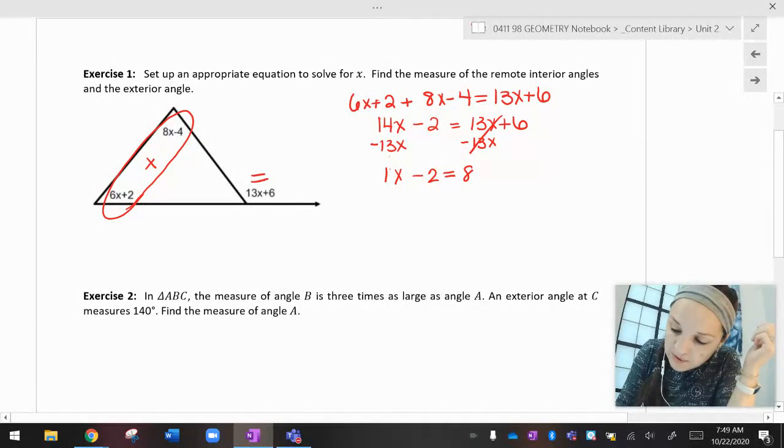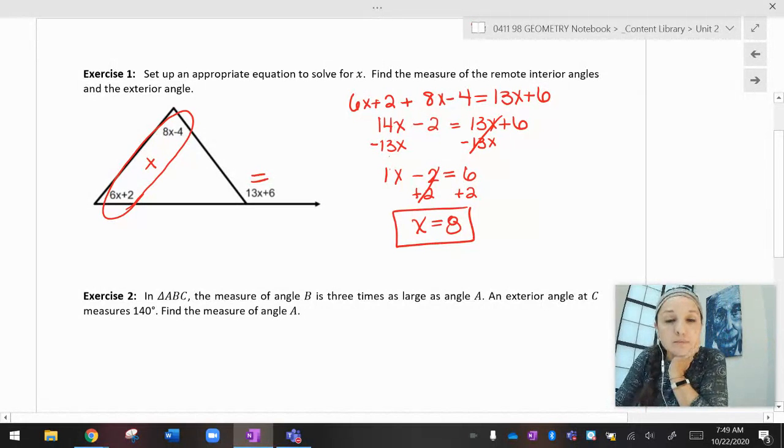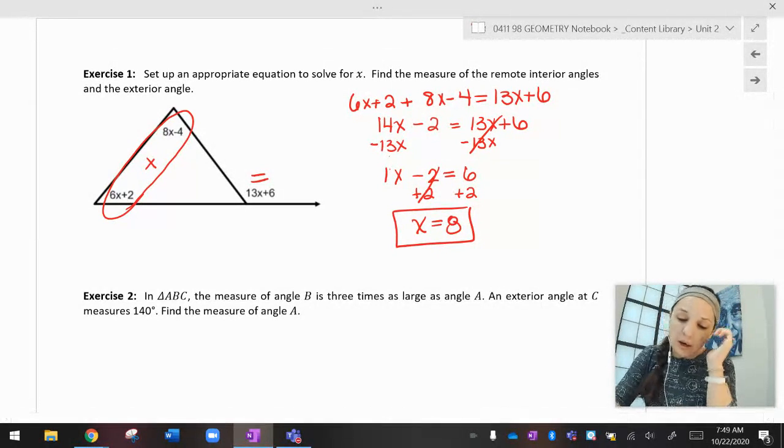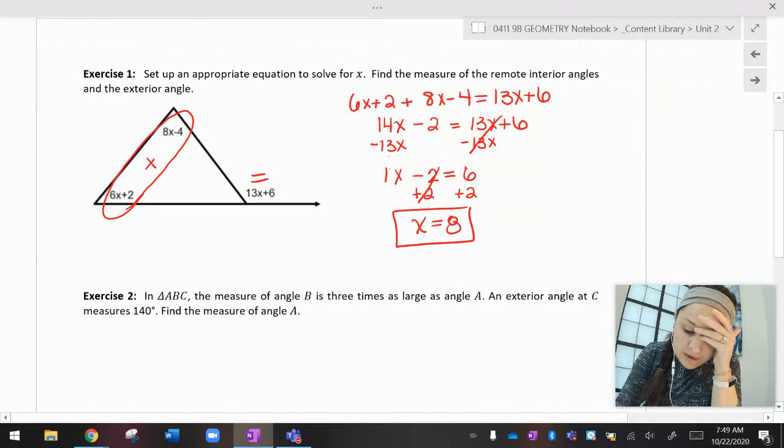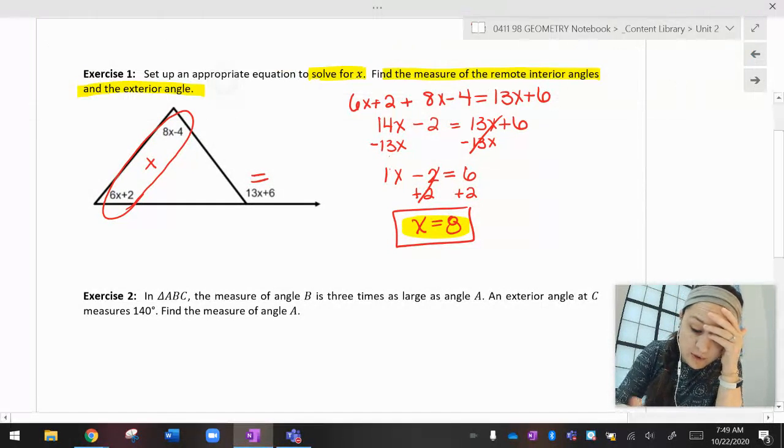Minus 2 equals, why did I write 8? I got ahead of myself, equals 6. And then when I add 2, I'm going to get 8. Okay. Sweet. So x equals 8. Now let me make sure that I do everything it said. It said solve for x. Done. Then it says find the measure of the remote interiors and the exterior. Okay, so I have to do that.